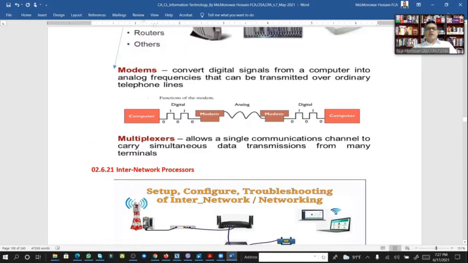So what is a modem? A modem converts digital signals from a computer into analog frequencies that can be transmitted over an ordinary telephone line. So from the computer, the input goes through the binary system, and the modem takes the digital signal, converts it to analog, and again a modem converts it to digital output. A multiplexer allows a single communication channel to carry simultaneous data transmission from many terminals.